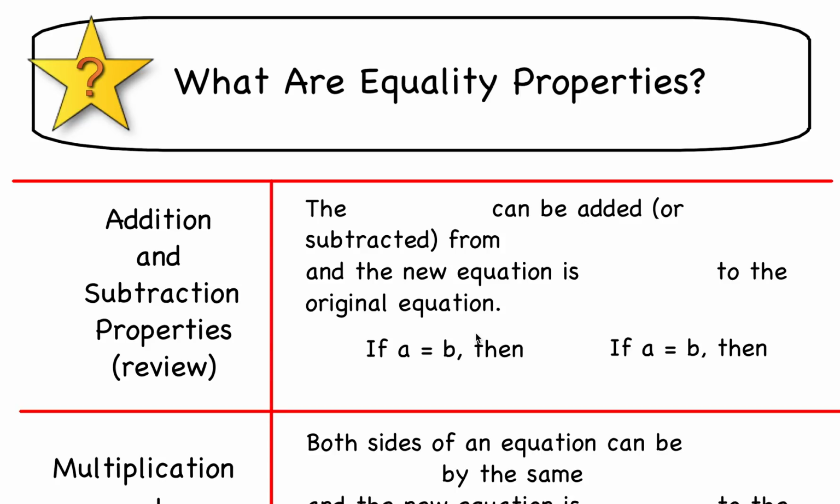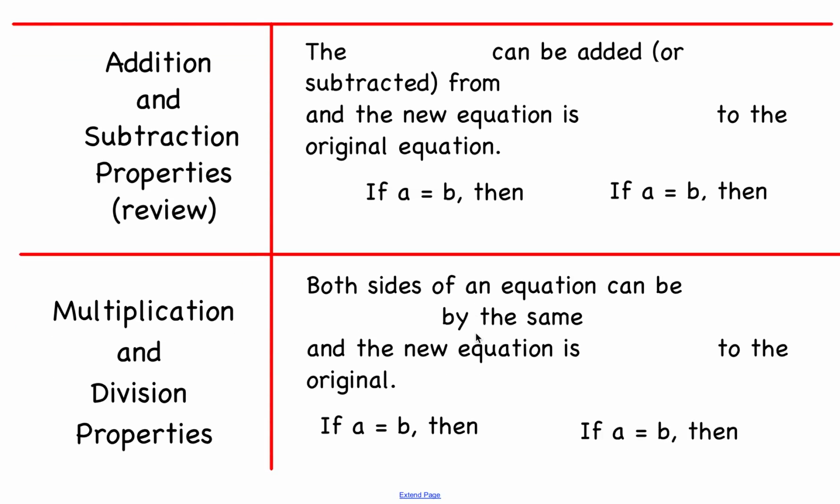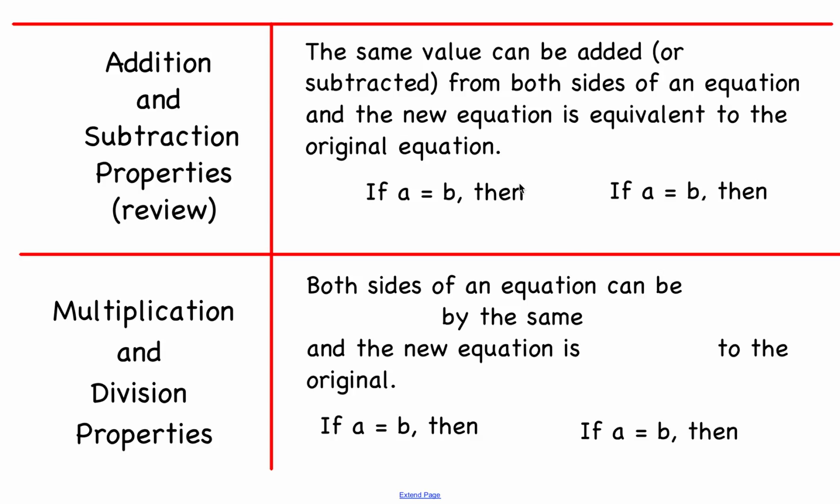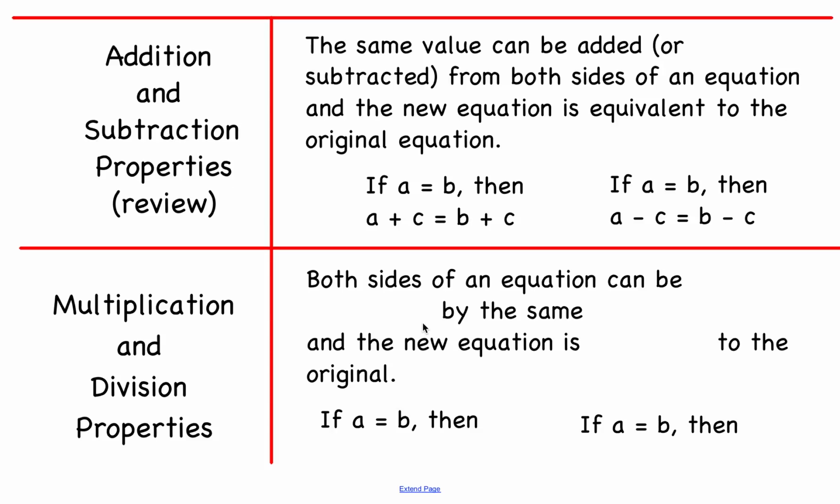So what are equality properties? We learned in our last video about the addition and subtraction properties with the balance scale. And basically it said the same value can be added or subtracted from both sides of an equation, and the new equation is equivalent to the original. For example, if we start with a equal to b, then we can add c to both sides and it's still true. Likewise, if we start with the same equation, a equal b, a minus c will equal b minus c.